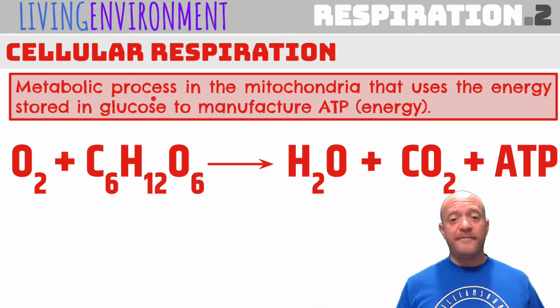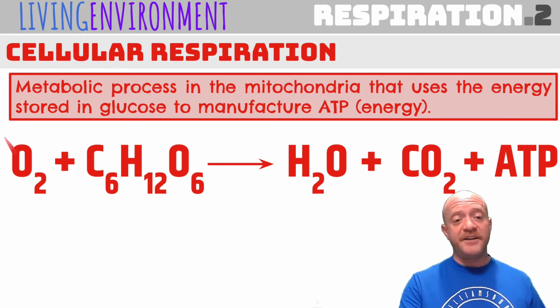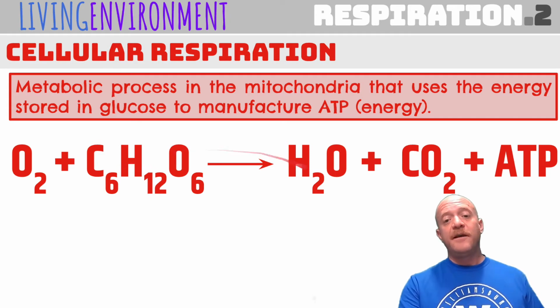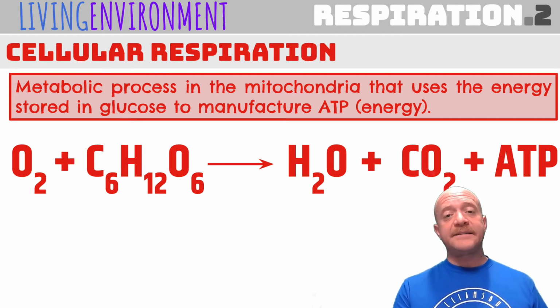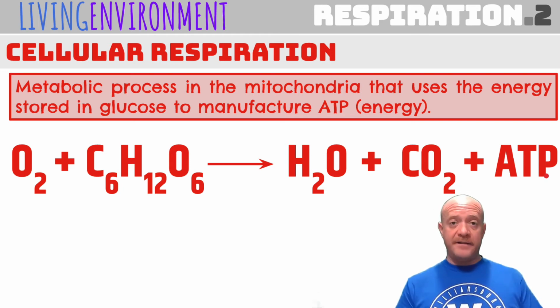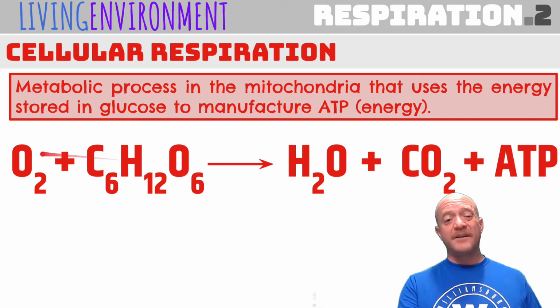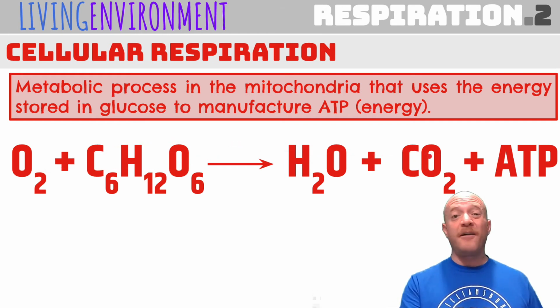The formula or the chemical equation for cellular respiration is we have oxygen, we have glucose, we produce water, carbon dioxide, and ATP. However, this is not fully balanced. And it doesn't matter, you don't have to know the balanced equation, but there would be 6 oxygens, 6 waters, and 6 carbon dioxides. That way you account for all of the atoms, but for our purposes, it doesn't matter.